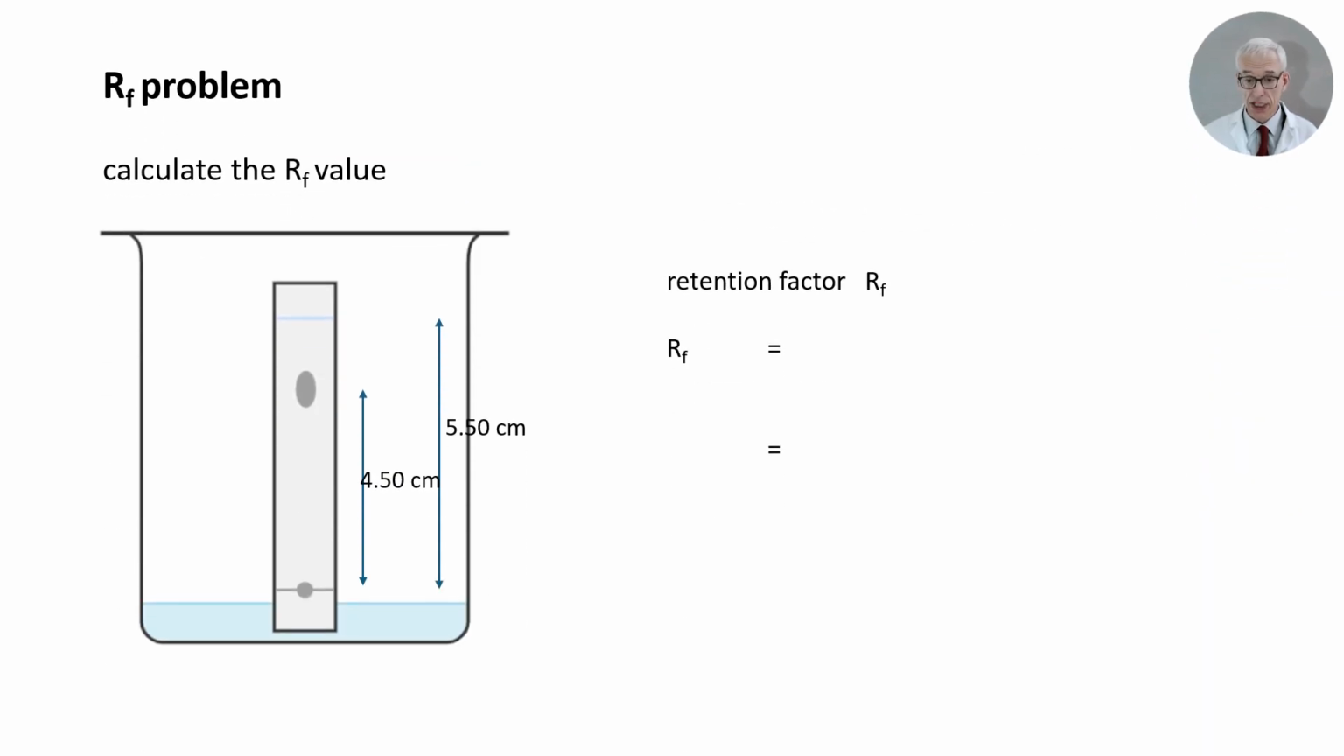So let's finish with a retention factor problem. Calculate the retention factor value. We have a concentrated spot and a solute spot. The distance between baseline and center of solute is 4.5. The distance from baseline to solvent front is 5.5. Can you calculate the retention factor? Pause the lesson, come back when you've calculated your number.